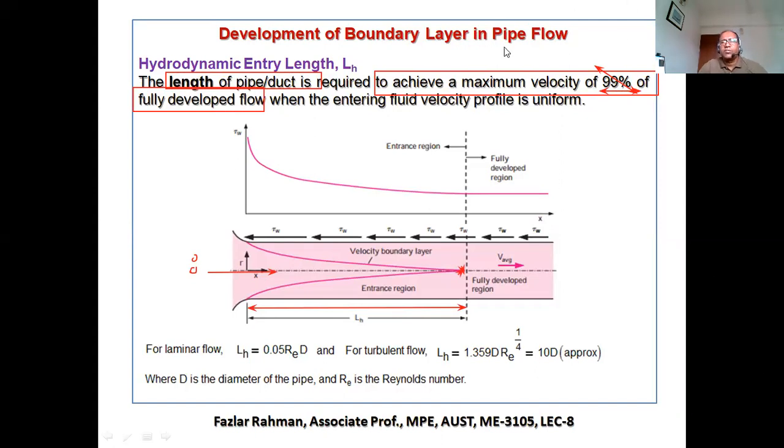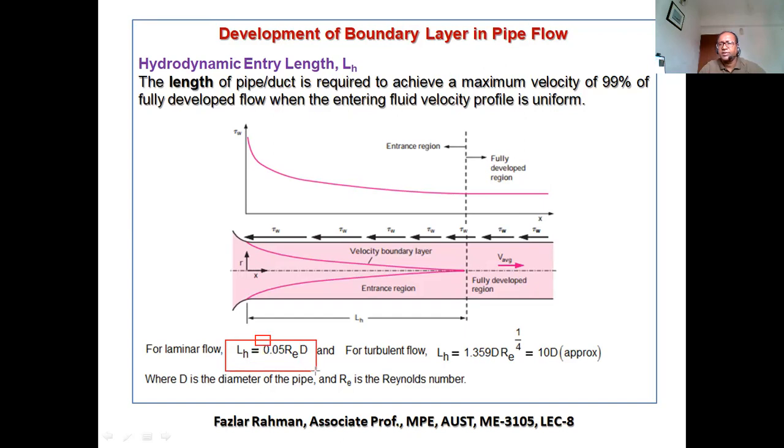Now, how will we figure out this hydrodynamic length? If flow is laminar, then the hydrodynamic length will be 0.05 Re D, that means Reynolds number times D. That will be your entry length. If flow is turbulent, then it will be 1.359 D, diameter of the pipe, times Reynolds number to the power 0.25. Approximately you can say this is 10 D.